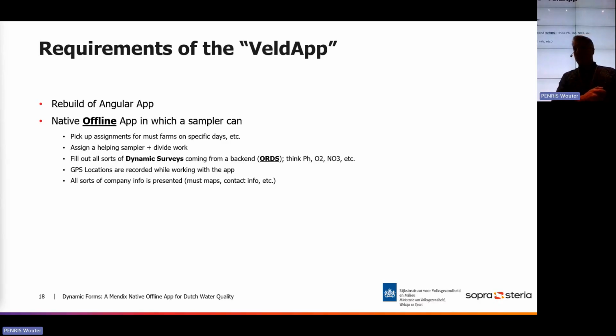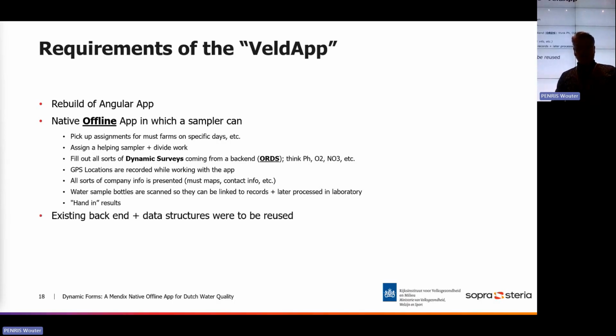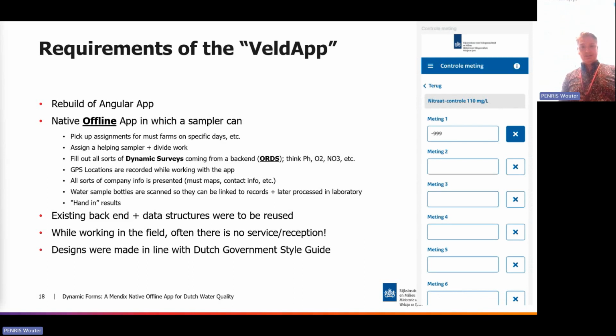Alongside all of that would be a lot of company info, who's the main farmer in this case, telephone numbers, maps, anything. And then finally, if you take all of these measurements, that's nice, but you also need to take the samples and send them to the lab for confirmation later on. So water sample bottles had to be scanned. And then finally, the results would have to be handed in. Again, there was an existing backend, and why offline? Well, in lots of places on fields, we do not have reception, so there was an issue with that. That's why they chose a specific offline construction.